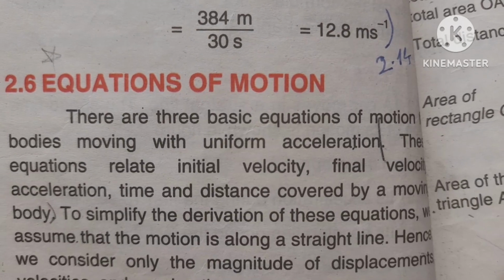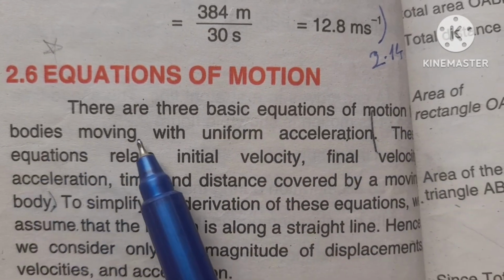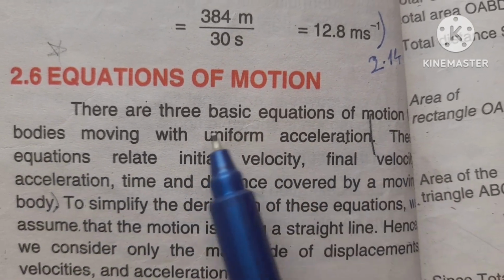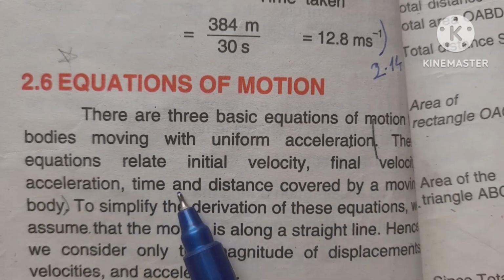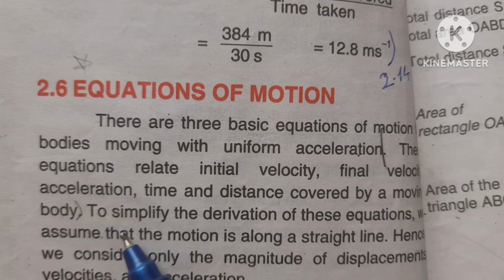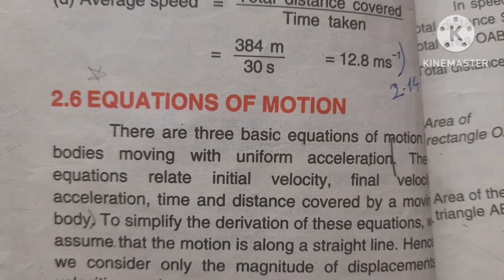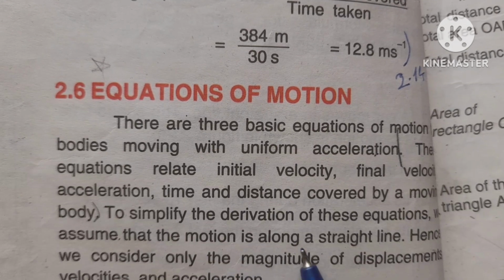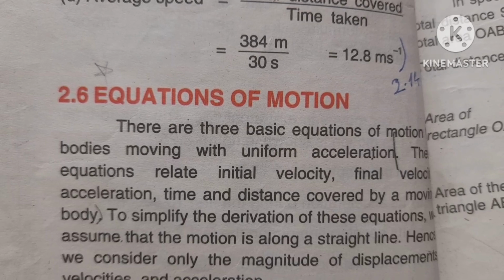Okay students, let's start. There are three basic equations of motion for bodies moving with a uniform acceleration. These equations relate initial velocity, final velocity, acceleration, time and distance covered by a moving body. To simplify and derive these equations of motion, we assume that the motion is along a straight line. We consider a body that moves with a uniform speed.